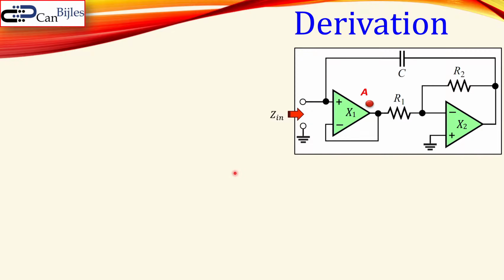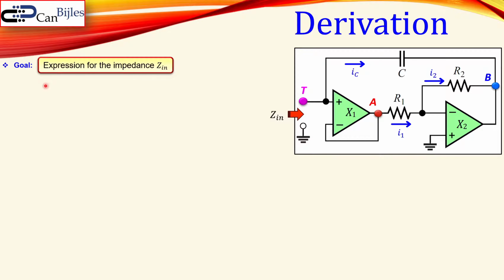Before we dive into the calculation, let's first designate the nodes A and B here, and also the currents for these resistors, I1, I2, and also the capacitor current IC. In order to continue with the next analysis, we also designate here the node T. Now, the goal is an expression for the impedance Zin, so the input impedance. From there, we can then relate that to the capacitance using the formula for the reactance of the capacitor.